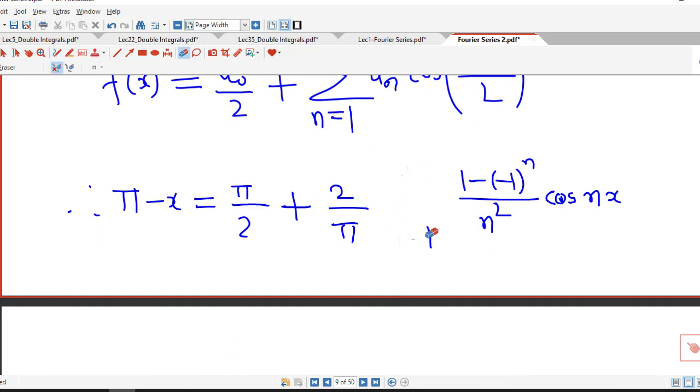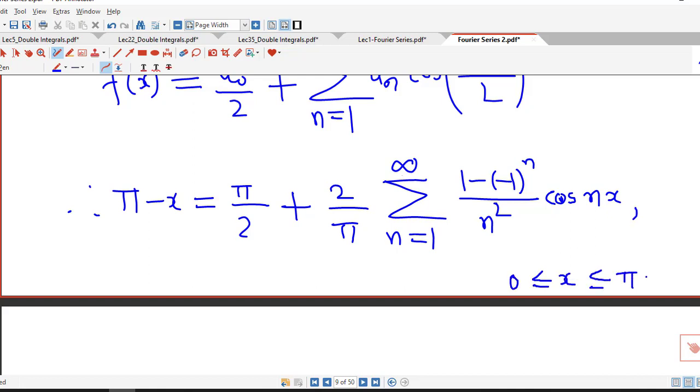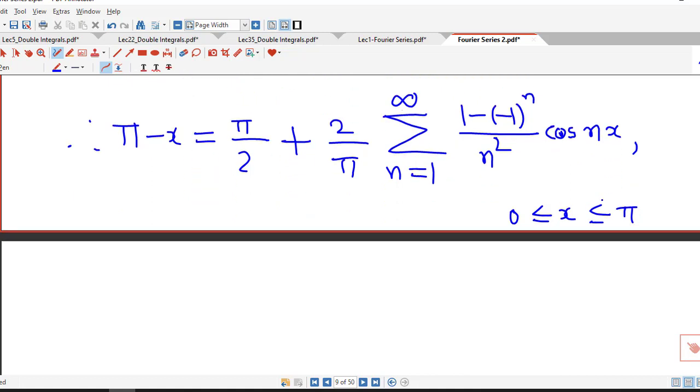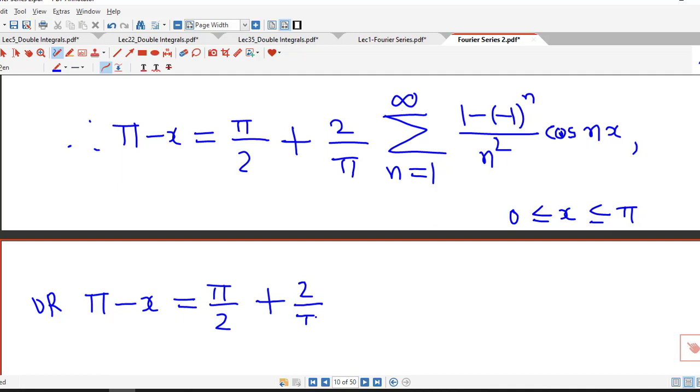Let me write it properly. This is sigma n equal to 1 to infinity, x is in between 0 and pi. So this is the Fourier cosine series of the same function pi minus x. If we wish, we can write a few terms of this series, pi by 2 plus 2 divided by pi.